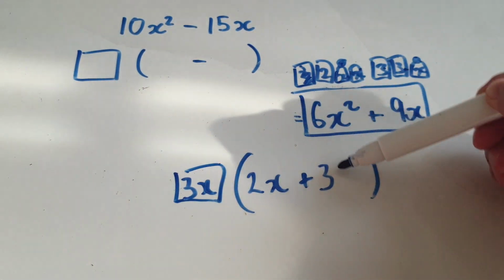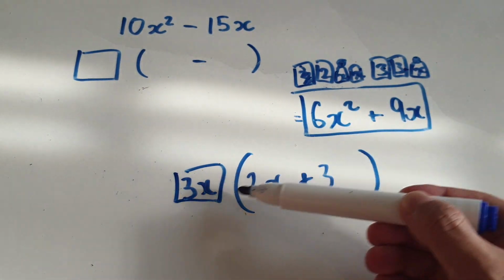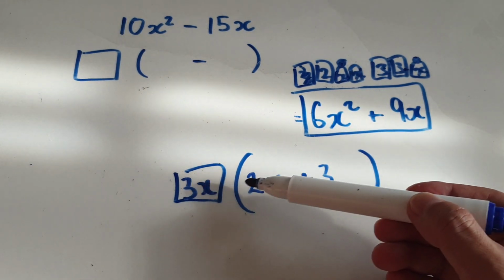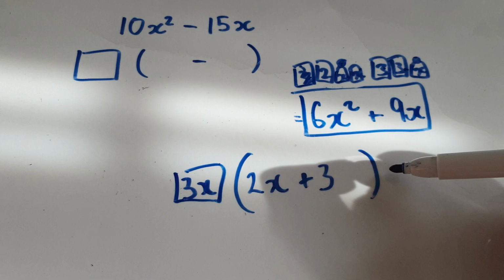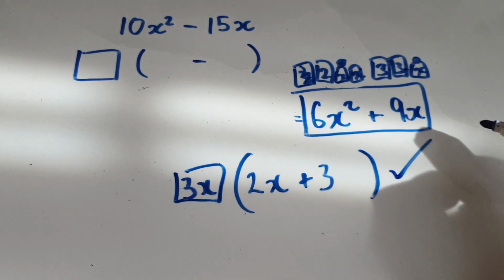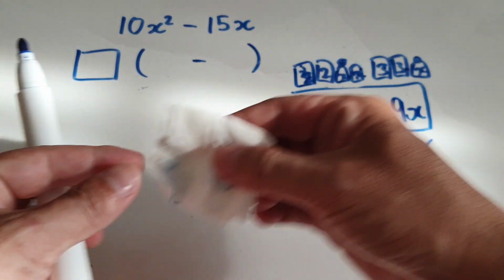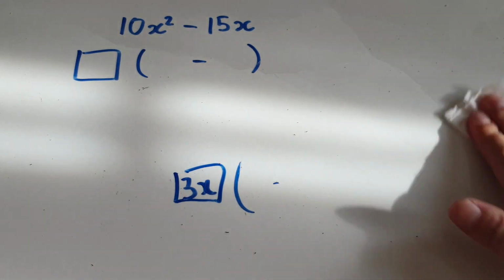This times what will give me 9x? Well, the 3x times 3 would then give you 9x. So that's good. So now you just factorized it. So now let's look at this one here, going back to our original problem.